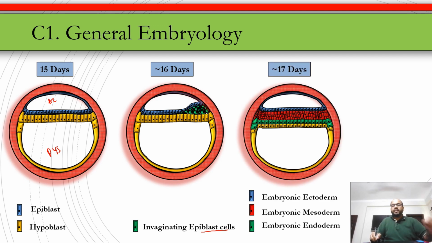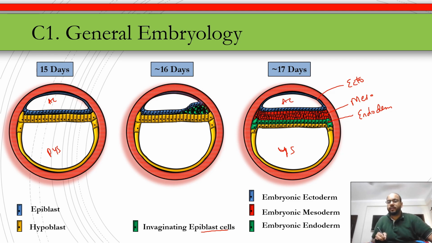Clear? Now at 17 days, you have distinction of three layers. You have the ectoderm in blue, you have the mesoderm in red, and you have the endoderm in green. And a diminishing yellow layer, which is the primitive hypoblast cells, but they will be replaced by the endodermal cells. And when that has happened, you have the yolk sac, not the primitive yolk sac, but the yolk sac. This remains the amniotic cavity. Clear? Let's move forward.